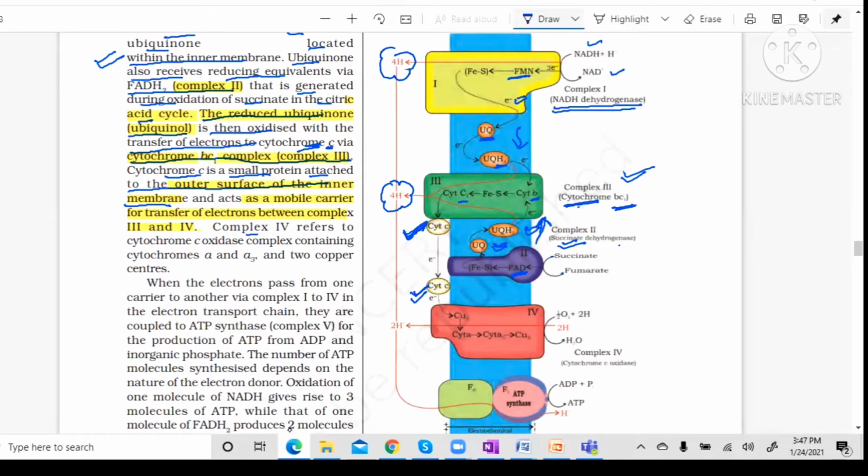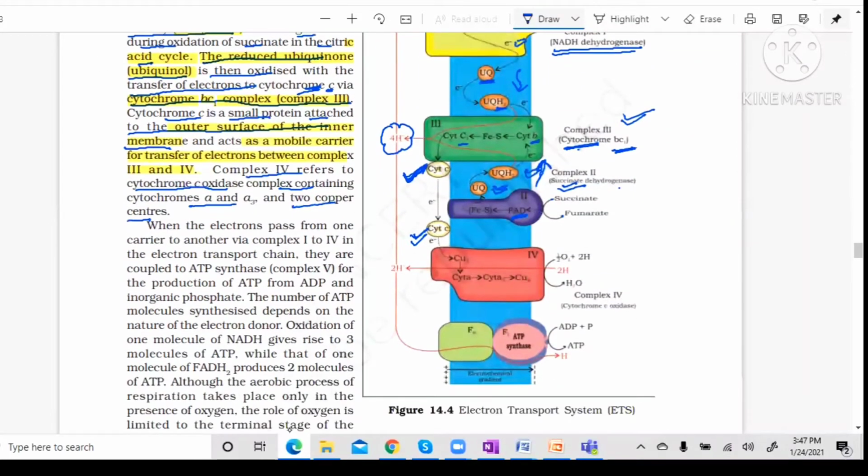So what is your complex 4? Complex 4 is cytochrome C oxidase. You know very well why we say complex 4 is cytochrome C oxidase, because it is going to remove electrons from cytochrome C. And it is AA3 with 2 copper centers. Focus on the diagram. See here. This is your cytochrome A3, and it is having 2 copper centers. So up till here, I think the concept is clear.